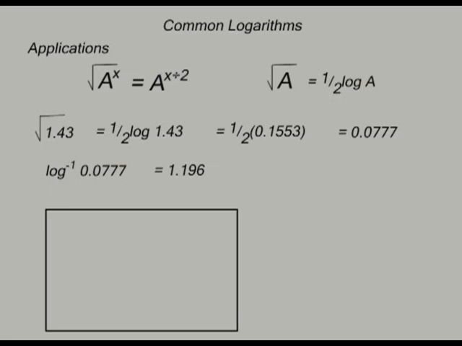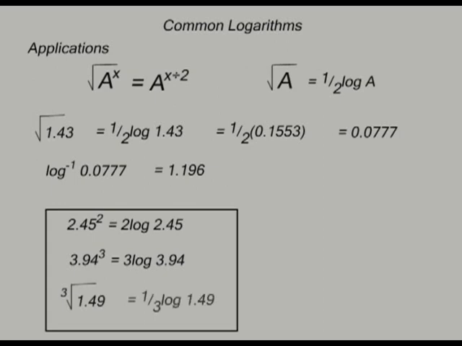For squares, we multiply the log by 2. That is 2.45 squared is equal to 2 times the log of 2.45. For cubes, we multiply by 3. That is 3.94 cubed is equal to 3 times the log of 3.94. Cube roots, we divide by 3. So the cube root of 1.49 is equal to a third times the log of 1.49.